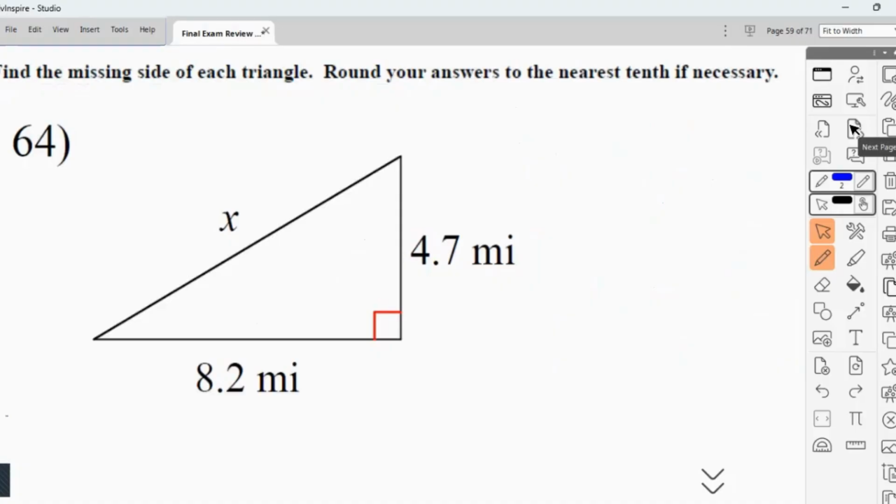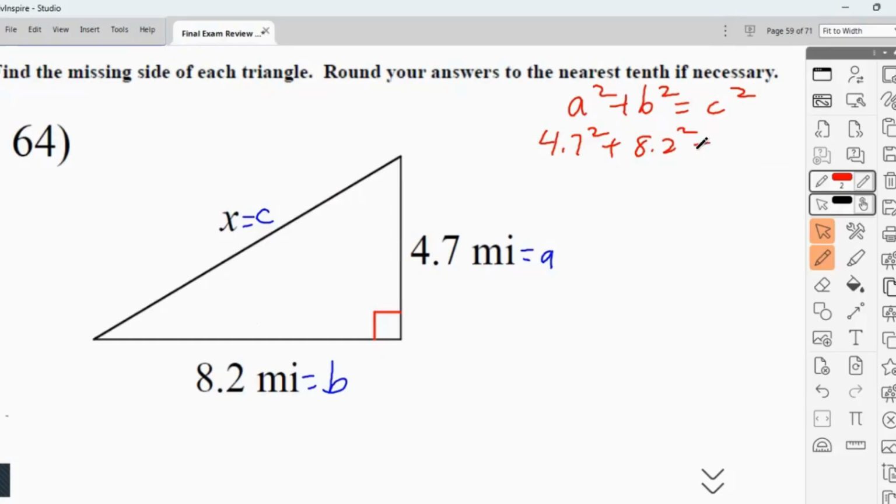Now, this is going to be C this time. And then let's just make this A, make this one B. Let's do A squared plus B squared is equal to C squared. So just for the heck of it, let's change it a little bit. A squared plus B squared is equal to C squared. So in this case, with number 64, it's going to be 4.7 squared. The B is going to be 8.2 squared, and the C we don't know yet. So let's just put X squared right here.